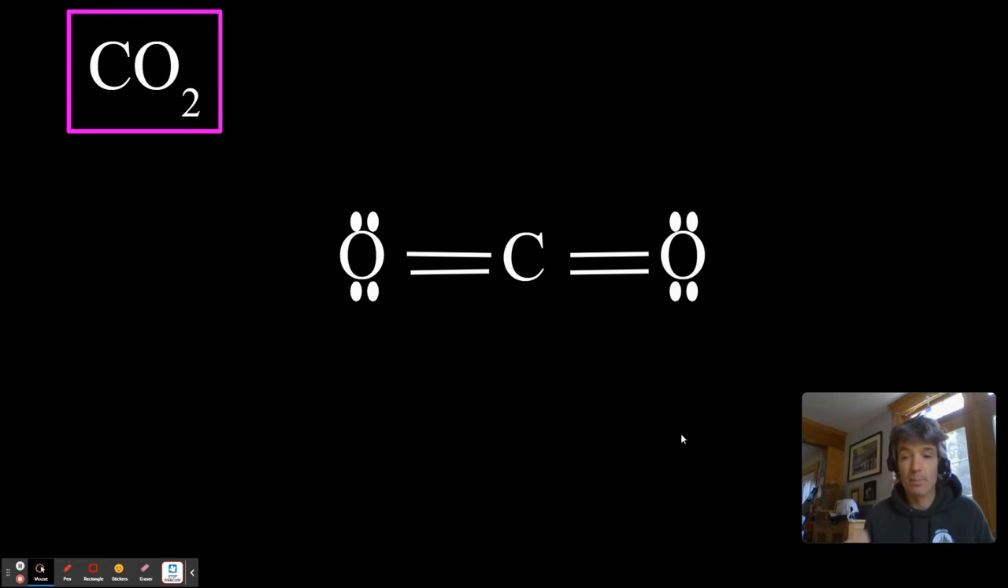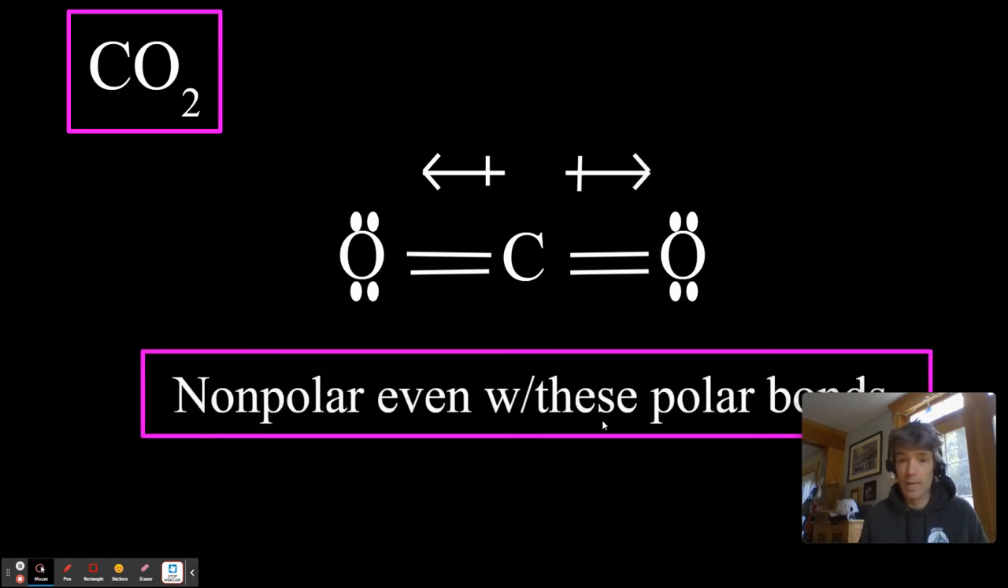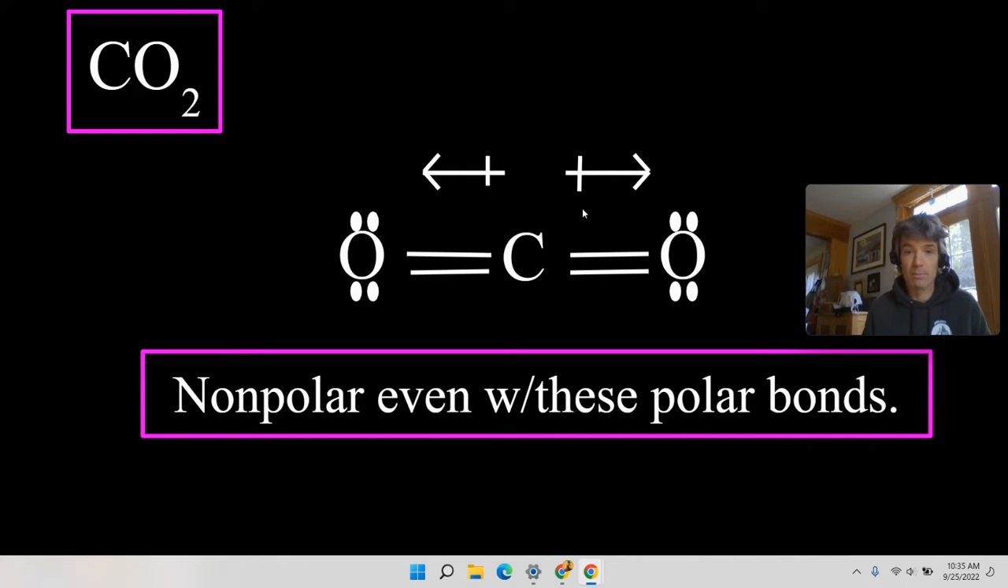A classic example of a nonpolar shape is carbon dioxide, and this shape is linear. The dipoles cancel out, so even though it has polar bonds, it's a nonpolar molecule. There are certain shapes that will tend to create this, and there are certain shapes that will tend to not create this. And the video is about delineating which ones do it and which ones don't.